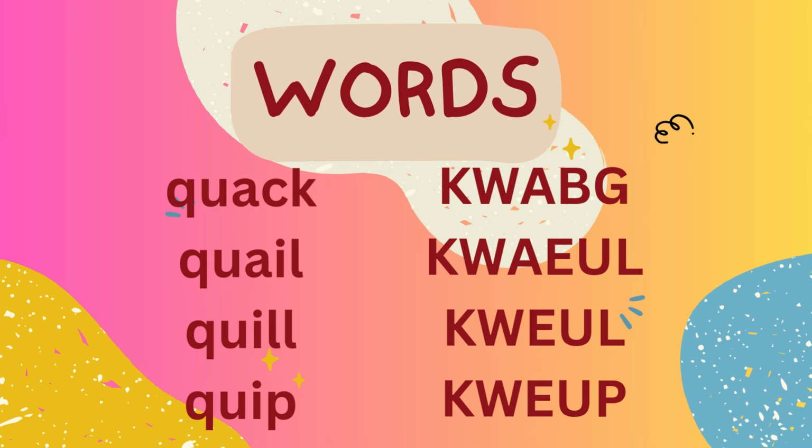For the third word, we have quill, initial KW or initial Q. Then we have vowel E, that's E and U, and then final L. And lastly, we have the word quip. Quip is initial KW or initial Q, then vowel I, that's EU, and final P. Let's try to practice these words.